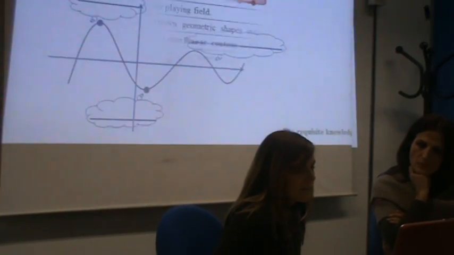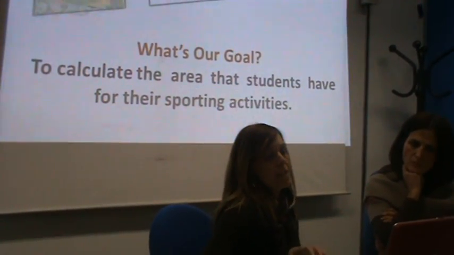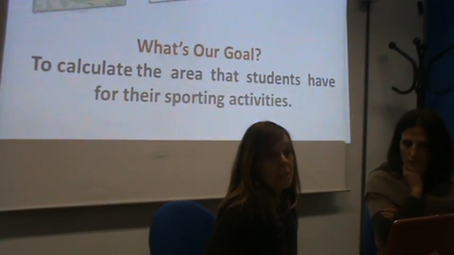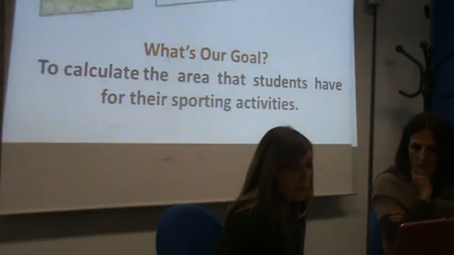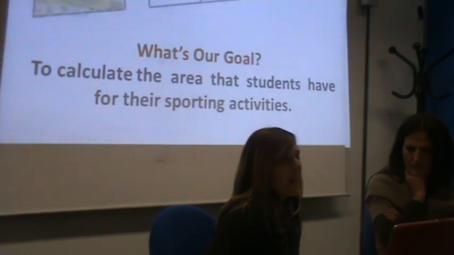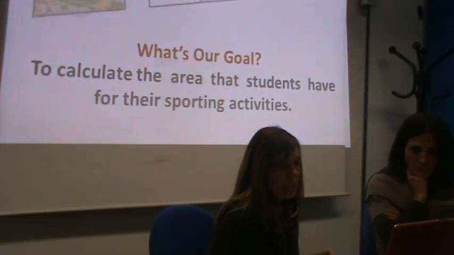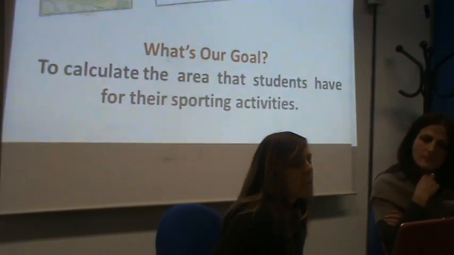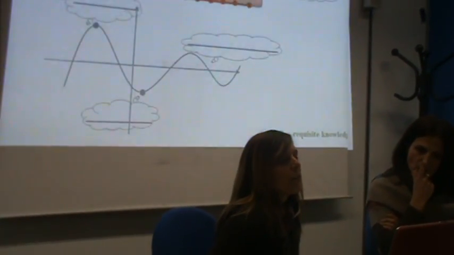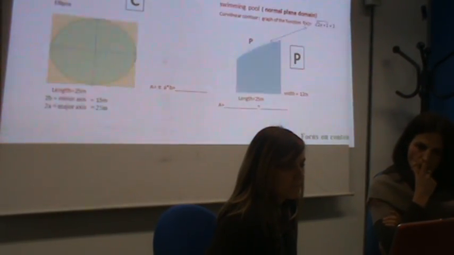In the map we have 4 colored surfaces. 3 of them are well-known geometric shapes, but one of them, called P, is a pool, and it has a curved line and 3 segments, so it's not easy to calculate the area. This is the exercise in which they put the sentences in order.